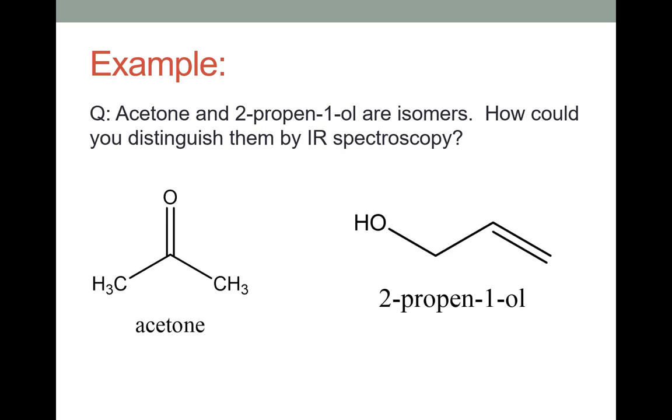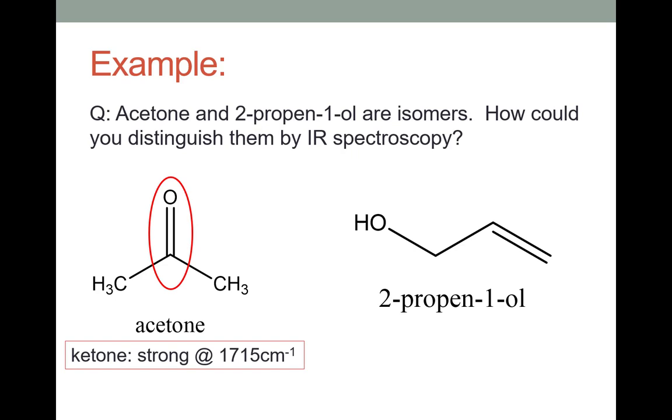What we want to think about is those structures and look for functional groups that are different. Most obviously is this ketone here in the acetone molecule. If I go back and look at my table, I'll see that ketones show up in that carbonyl range, in the 1700 range. Specifically, a ketone should give me a strong peak around 1715. Now, if I look at my other molecule, I don't have that functional group. So I wouldn't have a peak at 1715, but what would I have?